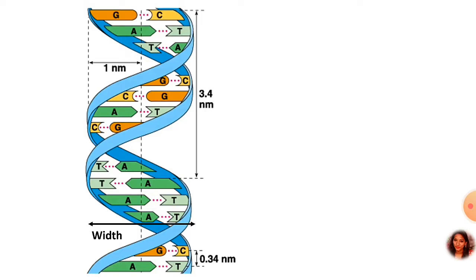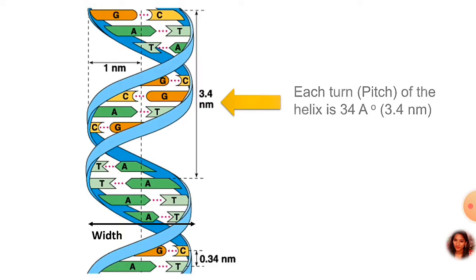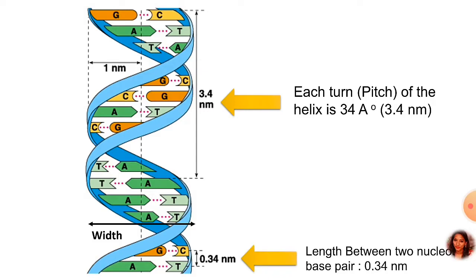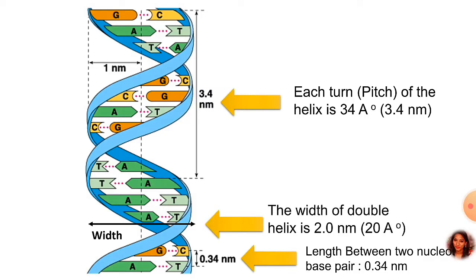If we go into detail about the DNA dimensions, each turn, known as the pitch, of the helix is 34 angstrom, or 3.4 nanometer. Between two nucleotide base pairs, the length is 0.34 nanometer. But what about the width? The width of the whole double helix is 2.0 nanometer, also known as 20 angstrom. So this is how the whole DNA strand is formed.